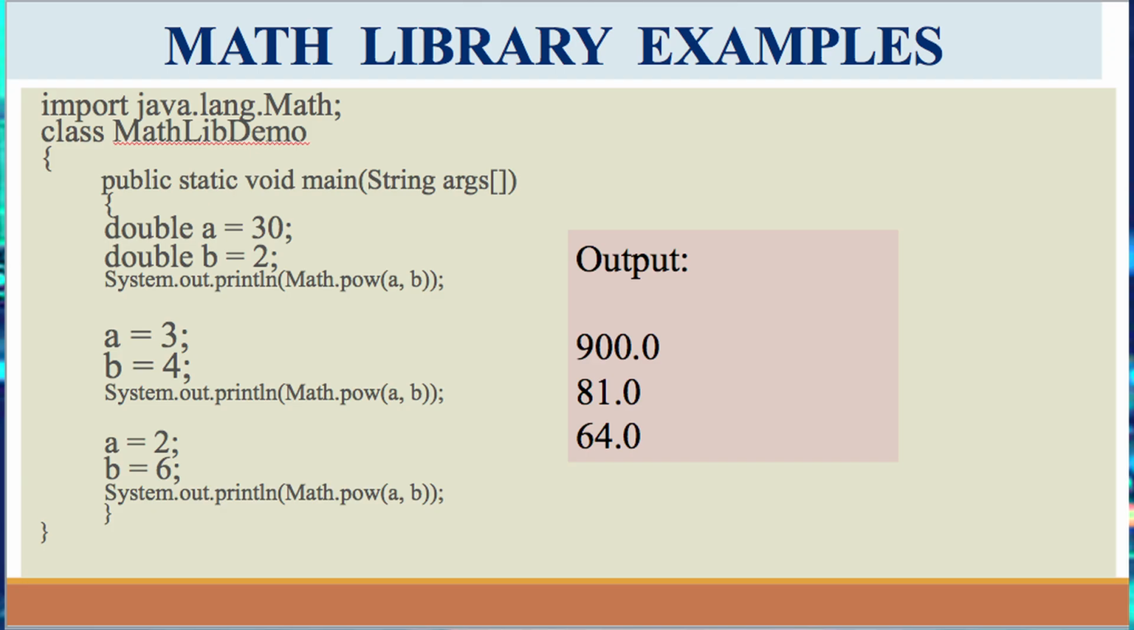In the same way, in the next block we have assigned 3 to a and 4 to b, and then you can see System.out.println Math.pow a comma b means 3 to the power 4. So 3 to the power 4 will be 81. This second output statement will display 81. In the third block, a and b have the values 2 and 6, and we write System.out.println and inside the brackets Math.pow a comma b, meaning 2 to the power 6. So it will be 64. This way we are calculating the values.